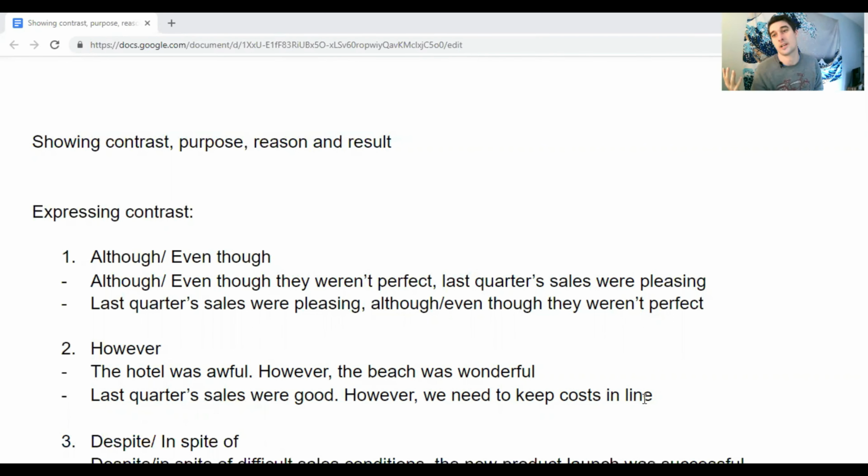We can use it at the end of the sentence as well. So we could say something like, last quarter's sales were good. We need to keep costs in line, comma, however. It's not used so much, so probably don't use it, but it is possible. You might read it in certain things.